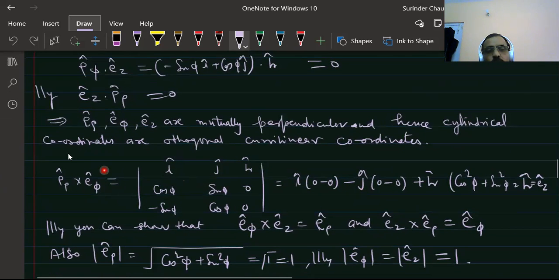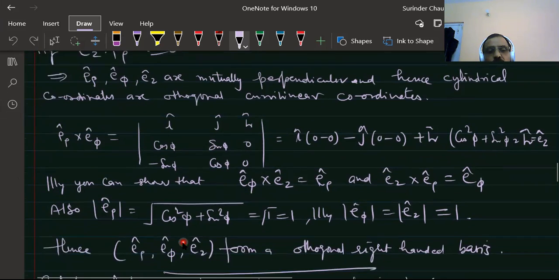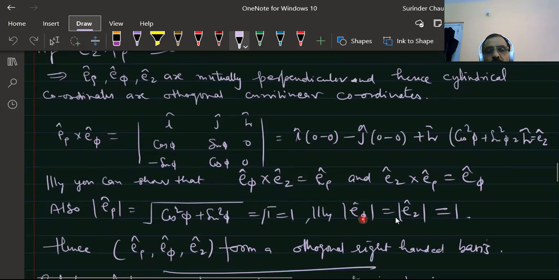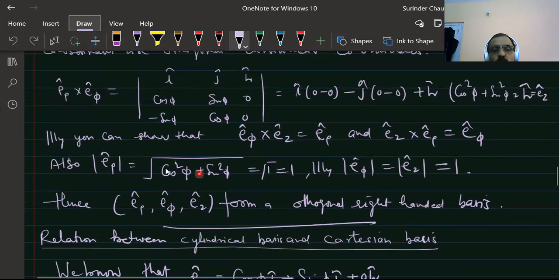Now, if you check the cross product, E rho cross E phi comes out to be E z, like the product of i, j, k. I cross j is equal to k. So E rho cross E phi is equal to E z. And similarly, you can check E phi cross E z is equal to E rho, and E z cross E rho is equal to E phi. The magnitude of E rho is equal to 1, E phi is equal to 1, and E z is equal to 1. Hence E rho vector, E phi vector, and E z vector form an orthogonal right-handed basis.